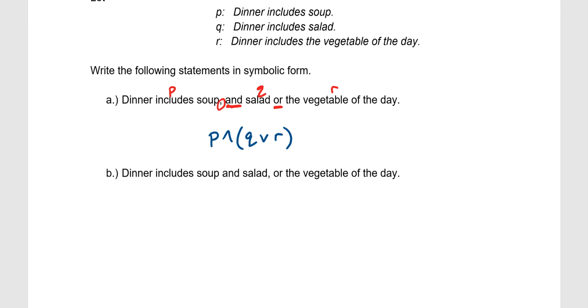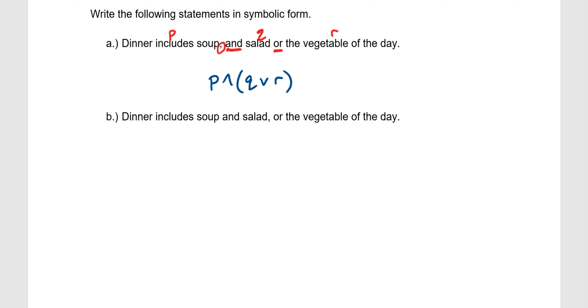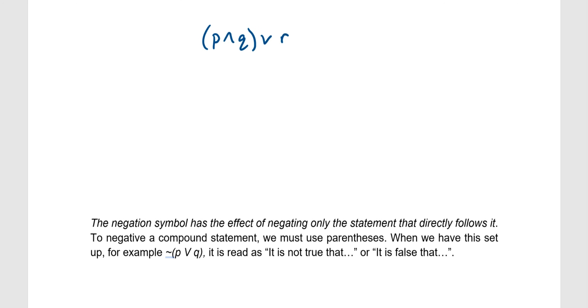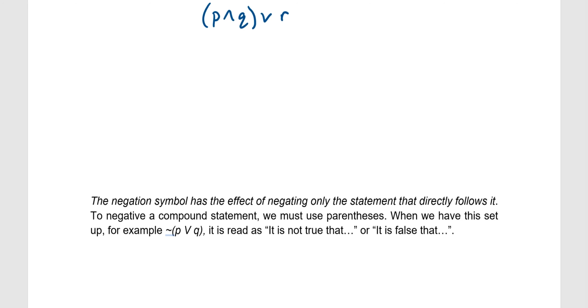Okay, for the next one, we have dinner includes soup and salad, or the vegetable of the day. Dinner includes soup, that's statement P once again, and then we have salad, which is Q. Here's the comma, and then we have or, and then vegetable of the day is R. Okay, so we have all the important things labeled. This time, P and Q are going to be grouped together because they're on the same side of the comma. So it's going to be P and Q, or R. Okay, so hopefully that wasn't too bad. One thing we have to watch out for is what I wrote right here.